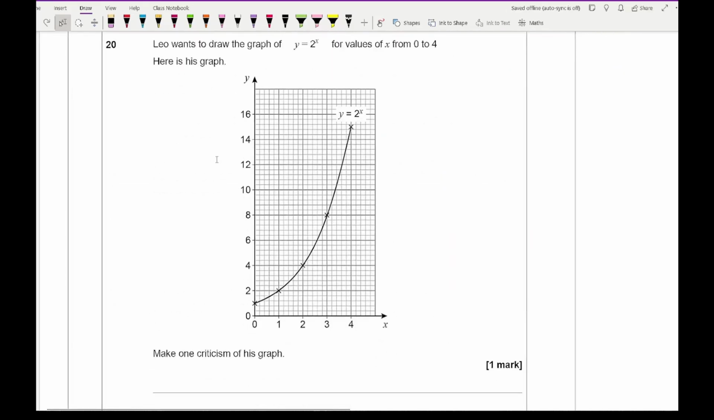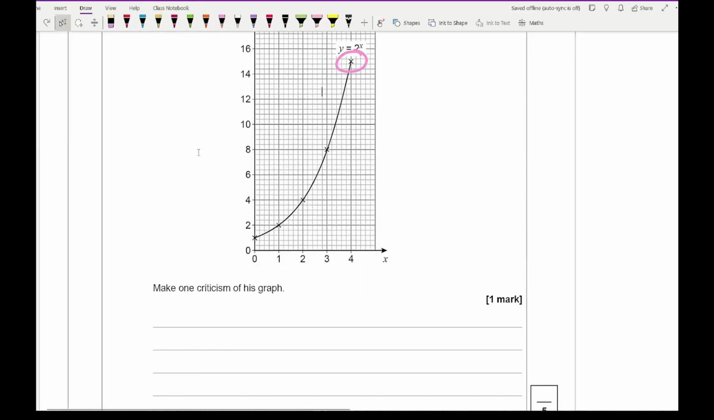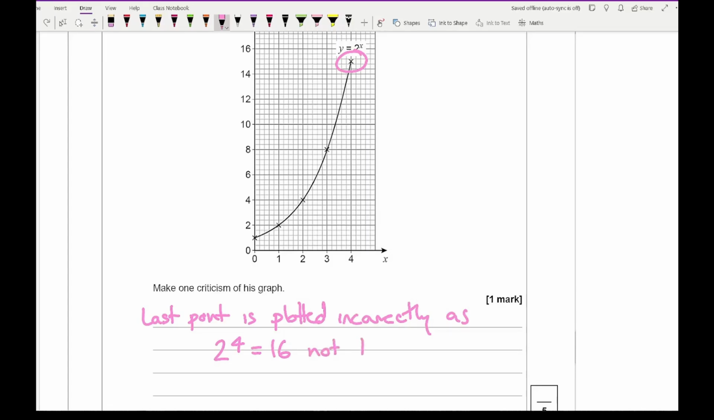Then moving on to question 20, it says that Leo wants to draw the graph of y equals 2 to the power x for the values of 0 to 4. Here is his graph. Make one criticism about his graph. Now the error that he's made, if you've not spotted it already, is basically the last point. So the last point is plotted incorrectly as 2 to the power of 4 is 16, not 15.